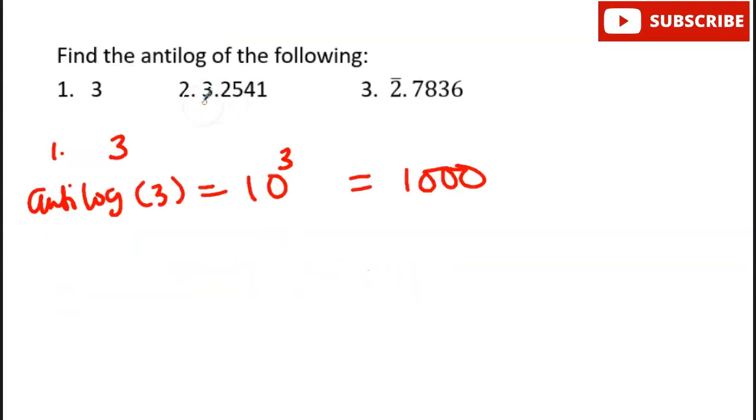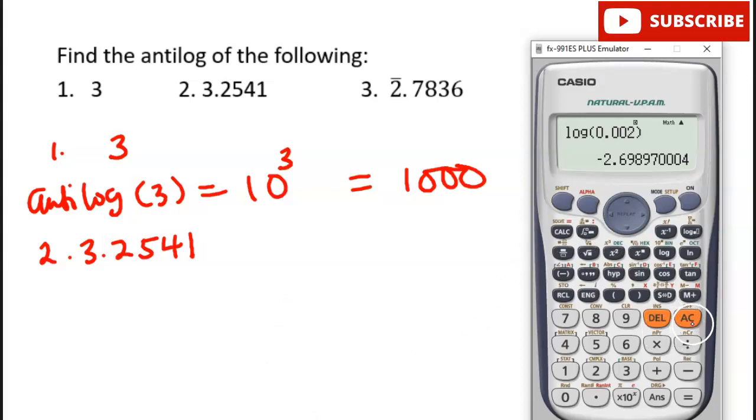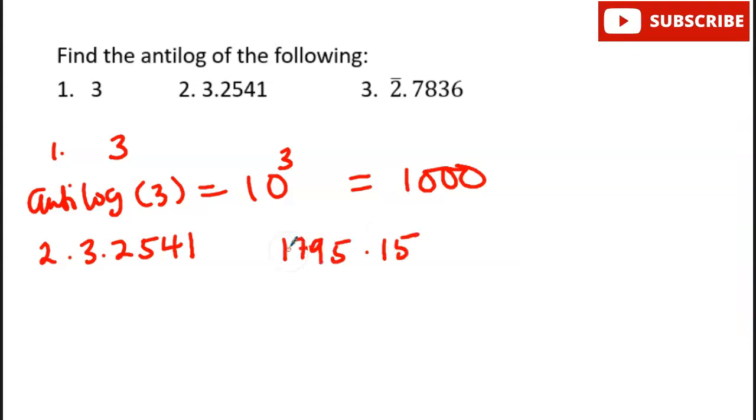Now let's look at the next one, 3.2541. When all of them are positive like this, you don't have a problem. You can use the calculator and do it straightforward. So for this one, you press shift and then log, 3.2541. The answer is 1795.15. That's if it is positive and you want to compute it straightforward.